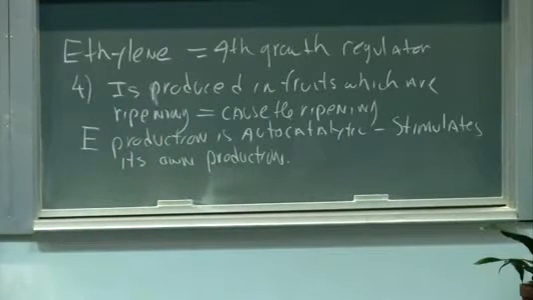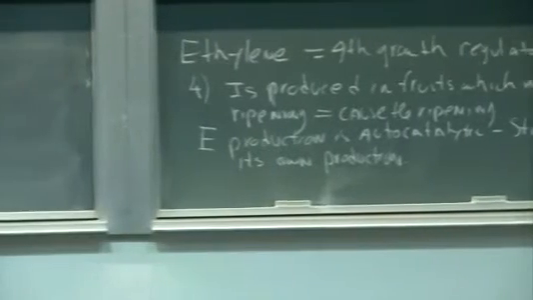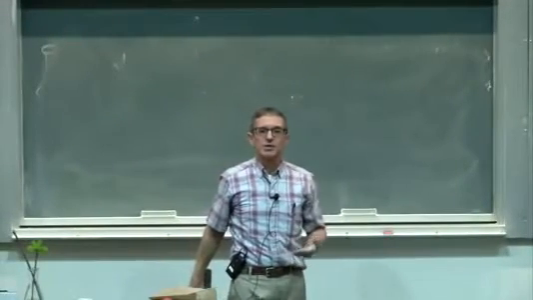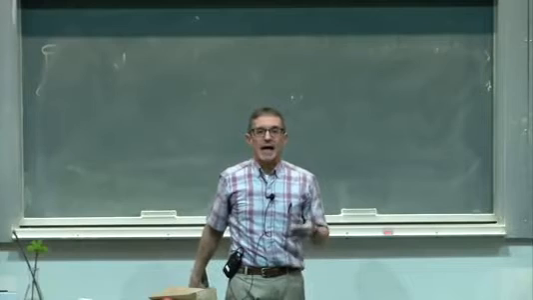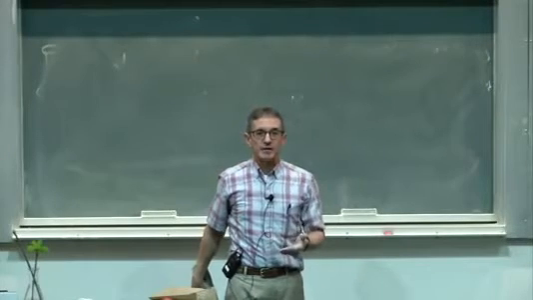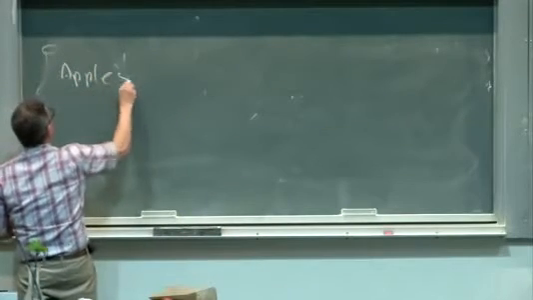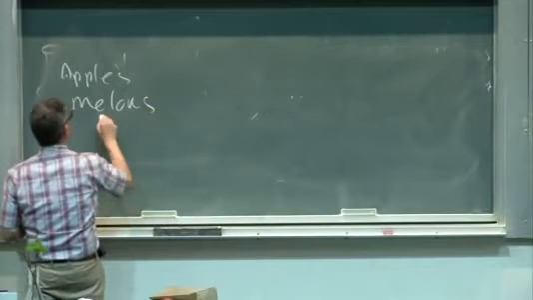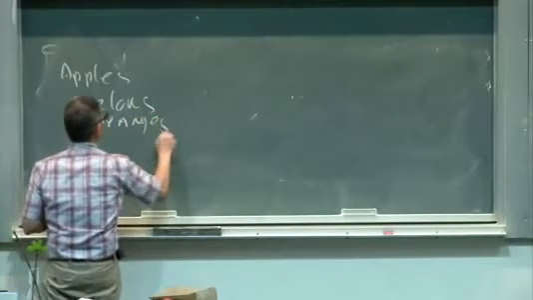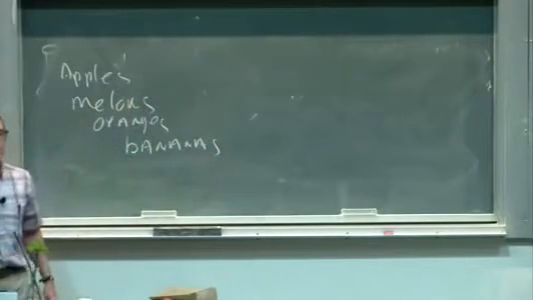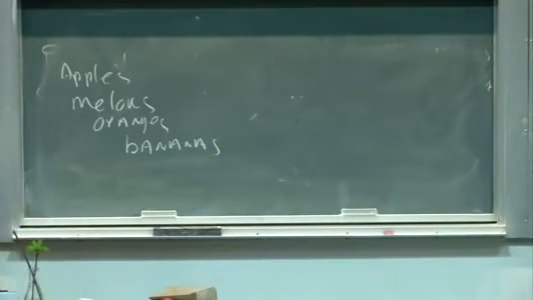Of the growth regulators that we will consider in this class, the one which is most important economically is ethylene. And it is most important because it is the substance which controls fruit ripening, and economically, this is an important aspect of our lives. Fruits such as apples, melons, oranges, bananas, all have their ripening controlled and stimulated by ethylene.